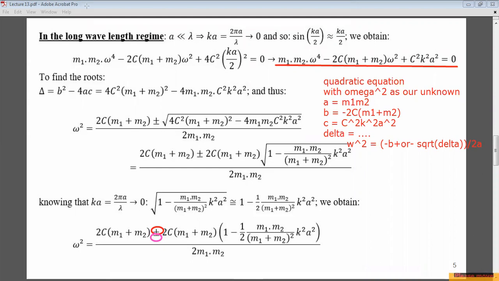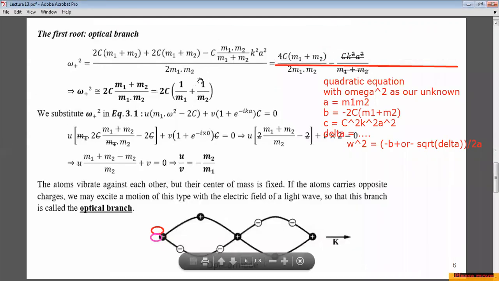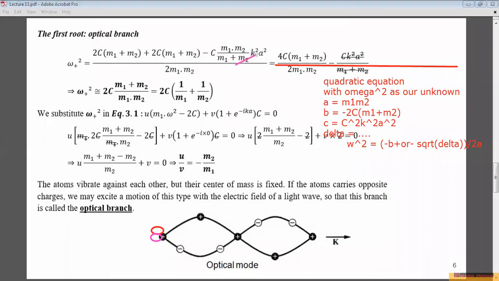So what is the first root? The first root is 2c into m1 plus m2 plus 2c into m1 plus m2 minus c into m1 plus m2 over m1 plus m2 k square a square over 2 m1 m2. And this is equal to, here we are again saying that ka is going to 0, so this term over here is going to 0. And what I will have left is 4c into m1 plus m2 over 2 m1 m2. Remember that I'm taking the case where Ka is going to 0.